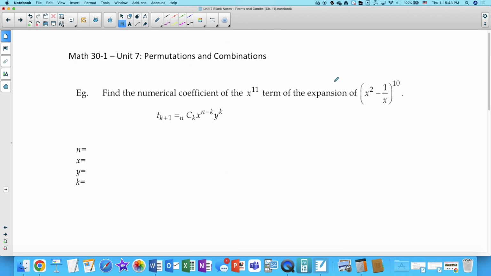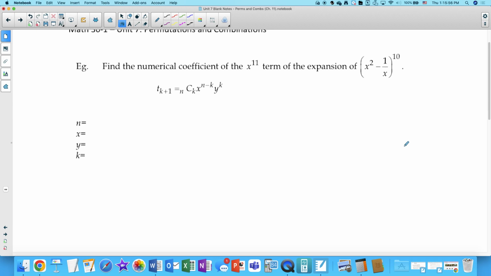Okay, so for example, find the numerical coefficient of the x to the 11 term of the expansion of x squared minus 1 over x to the 10. Again, we know that n is 10. In this case, x is x squared, and y is negative 1 over x. We don't know what k is going to be yet, but we know that at the end of the day, this part has to equal x to the 11. The exponent on that part just has to be x to the 11.